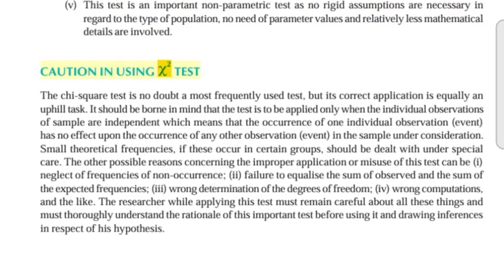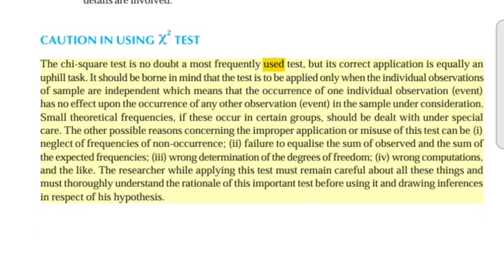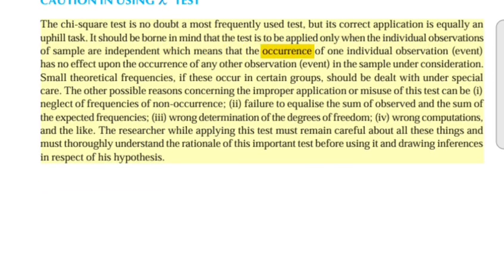Caution in using Chi2 test. The chi-square test is no doubt a most frequently used test, but its correct application is equally an uphill task. It should be borne in mind that the test is to be applied only when the individual observations of sample are independent, which means that the occurrence of one individual observation event has no effect upon the occurrence of any other observation event in the sample under consideration.